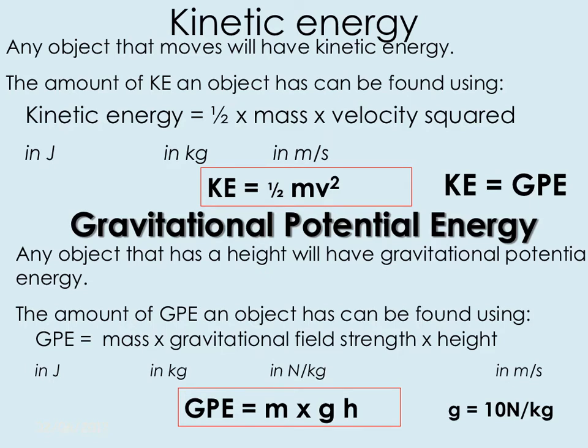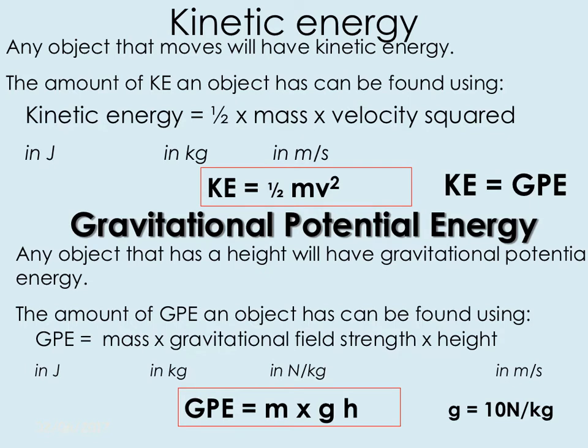Gravitational potential energy is the energy that an object will have if it's raised above the ground. So any object that has a height will have a gravitational potential energy. The amount of gravitational potential energy an object has can be found using the equation shown below, which is GPE equals mass times gravitational field strength times height. So GPE equals m times g times h. And g, remember, is 10 newtons per kilogram.